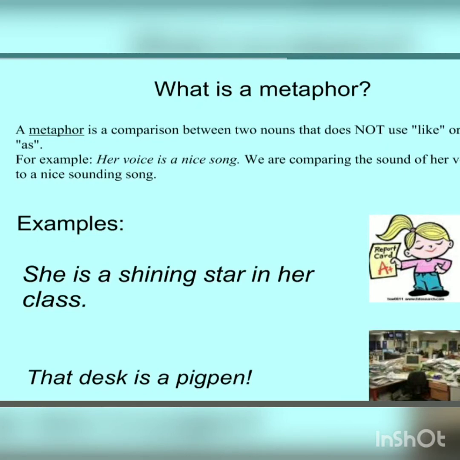Another one is a metaphor. Metaphor is similar to the previous one. Metaphor is a comparison between two nouns that doesn't use like or as. For example, her voice is a nice song. We are comparing the sound of her voice to a nice sounding song. Another example, she's a shining star in her class. Here, in metaphor, the author is comparing some features of things or ideas with other things.